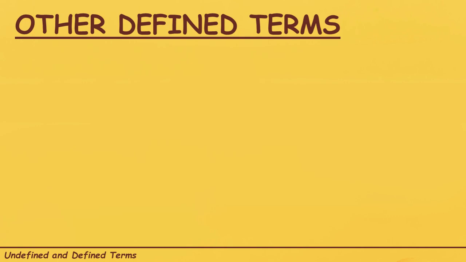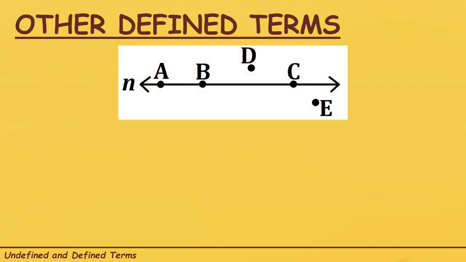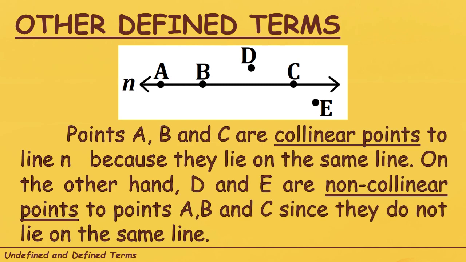However, we have other defined terms here, such as we can see, let's take a look at this picture. Points A, B, and C are collinear points. Tignan natin yung points A, B, and C. Points A, B, and C are collinear points to line N because they lie on the same line. Ayun. Yun pala ang tinatawag natin na collinear points. Ito pala yung mga points na nasa iisang line. Ayun nga ang ating halimbawa. Sa line N, collinear points ang points A, B, and C.